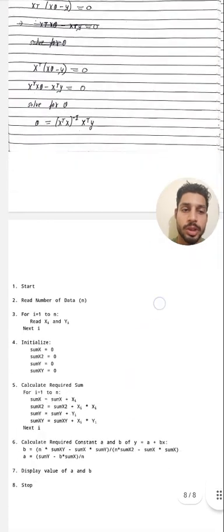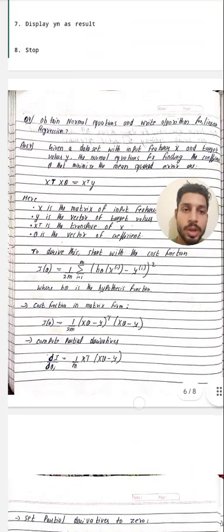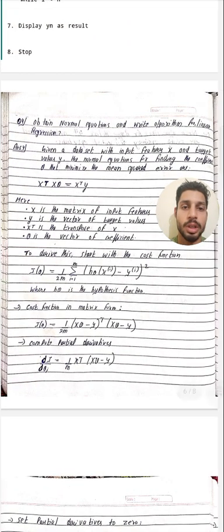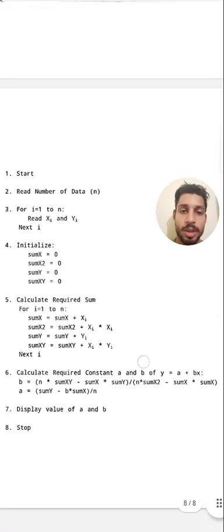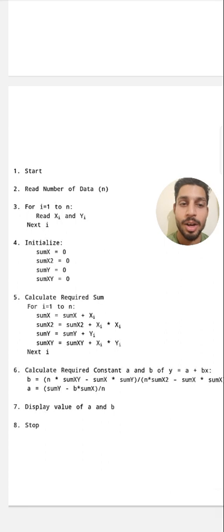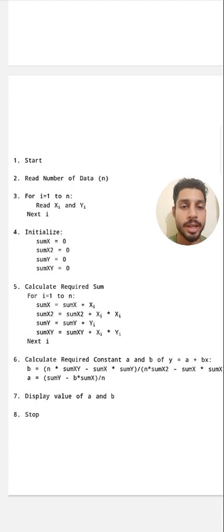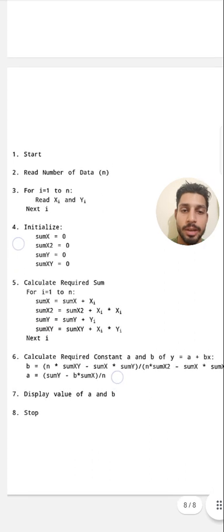Now we are also asked to write the algorithm for linear regression. So let's see the algorithm. First of all, start. Read the number of data n. For i equals 1 to n, read x_i and y_i. Now in the fourth step, initialize sum x equal to 0, sum x2 equal to 0, sum y equal to 0, sum xy equal to 0.